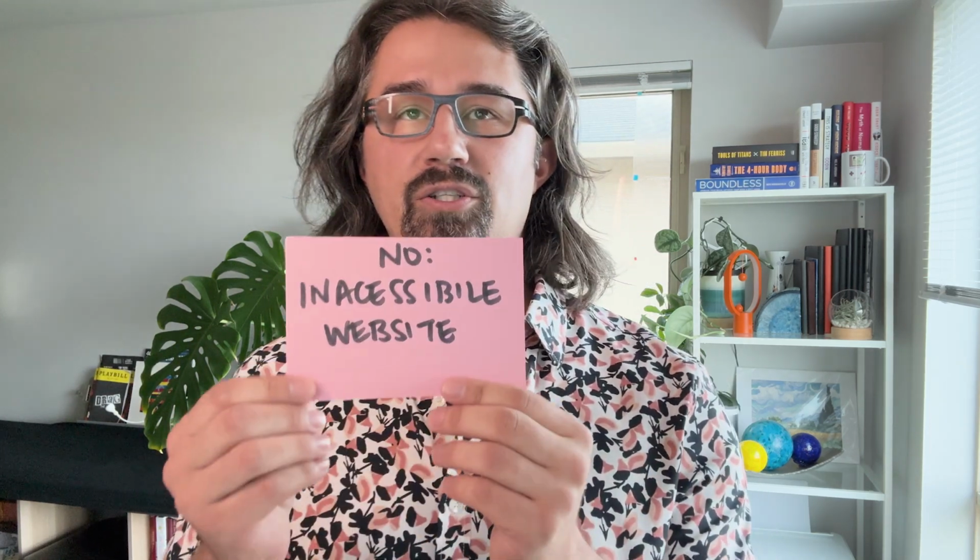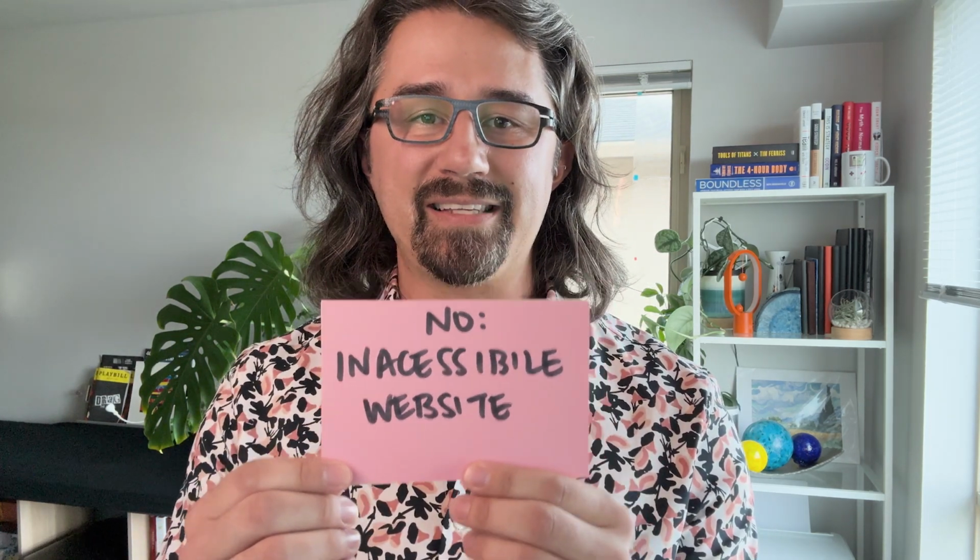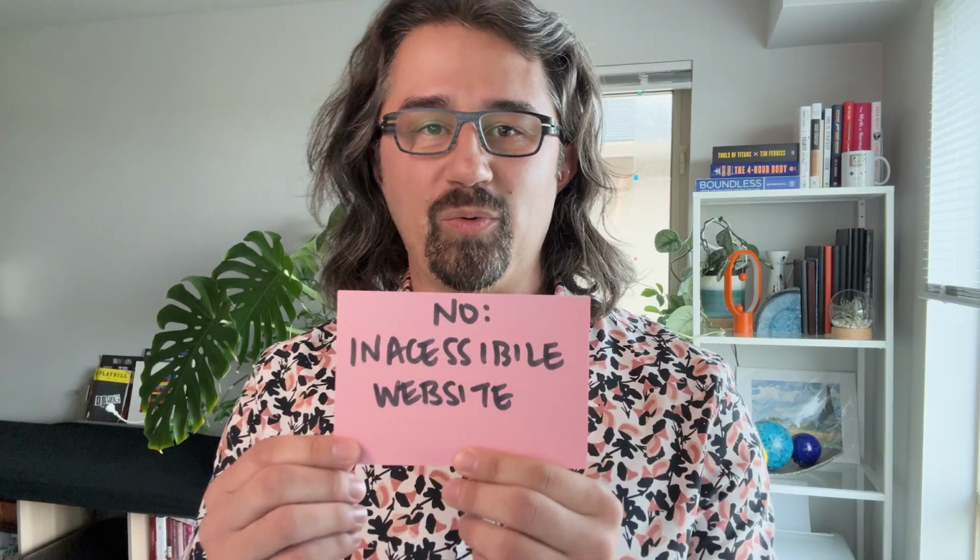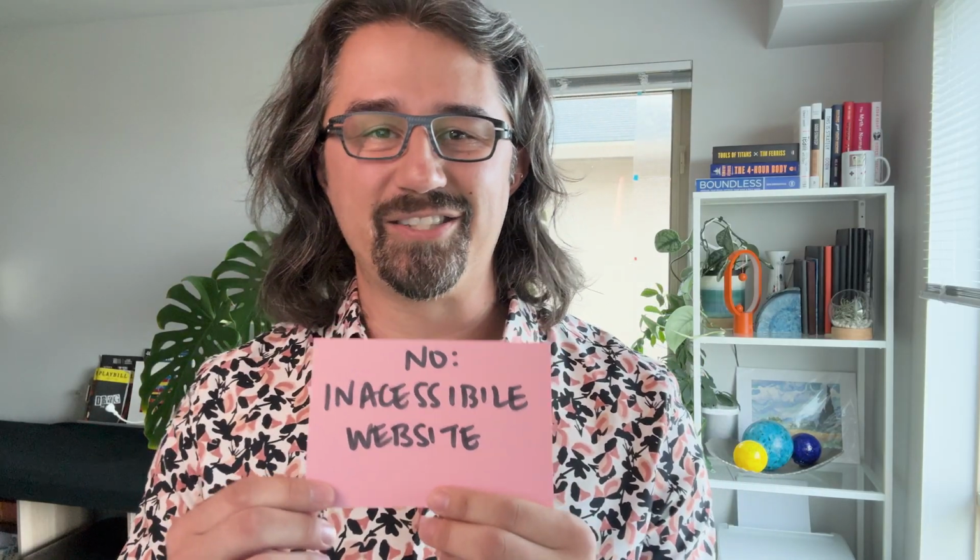Number one, do not create an inaccessible website. And what I mean by this is don't create a website without considering accessibility. One of the biggest things you can do to improve your website accessibility is to check color contrast. And that means the color of your text against the background color that it appears on.